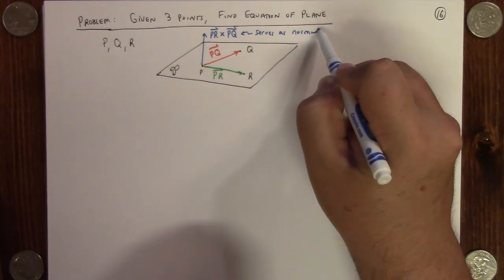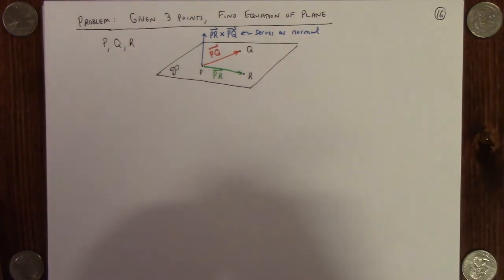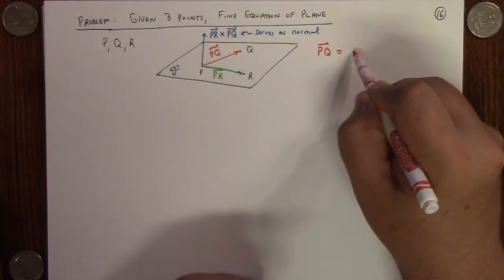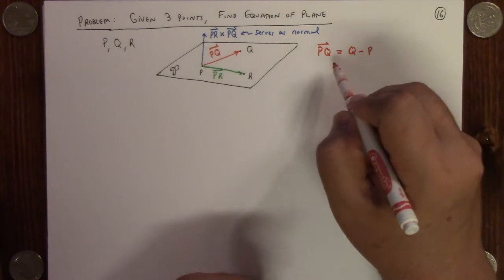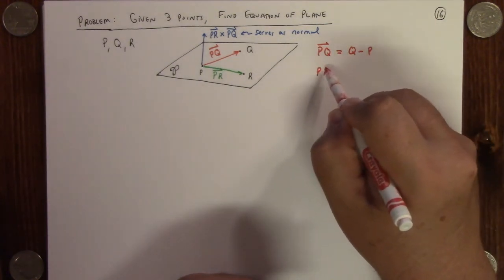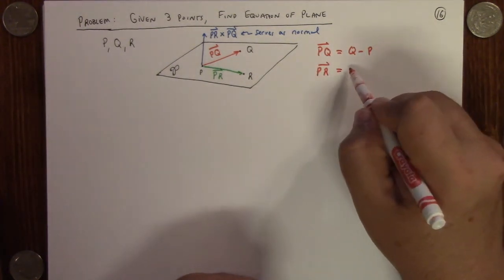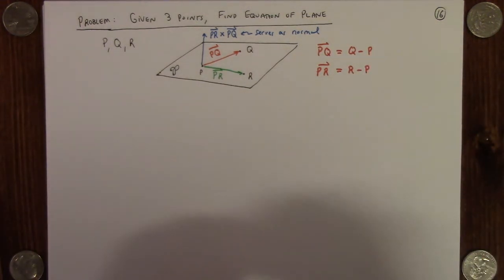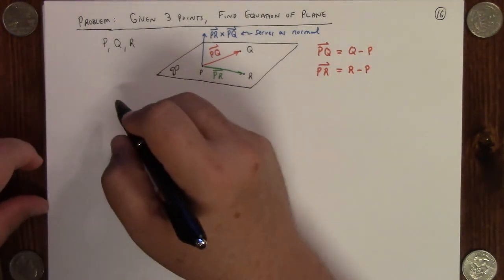To the plane. And how do we calculate PQ? Well, we go back to the basics. PQ is simply Q minus P, and PR is R minus P. And that's basically the strategy.